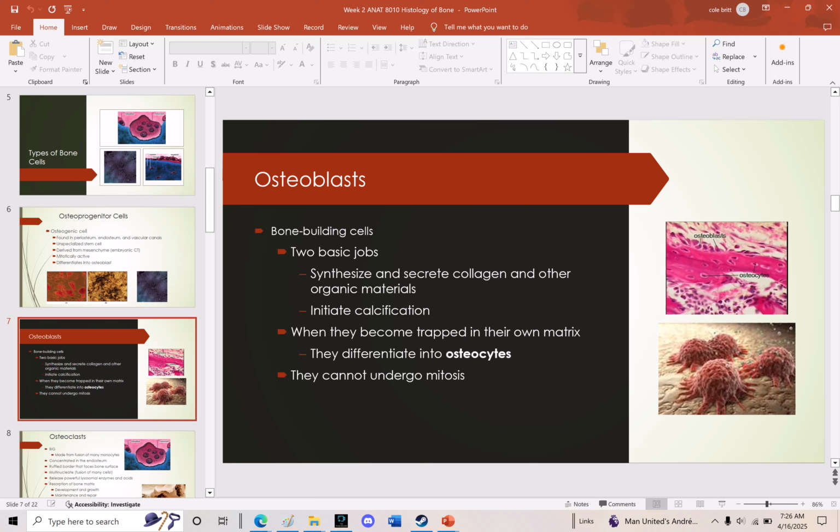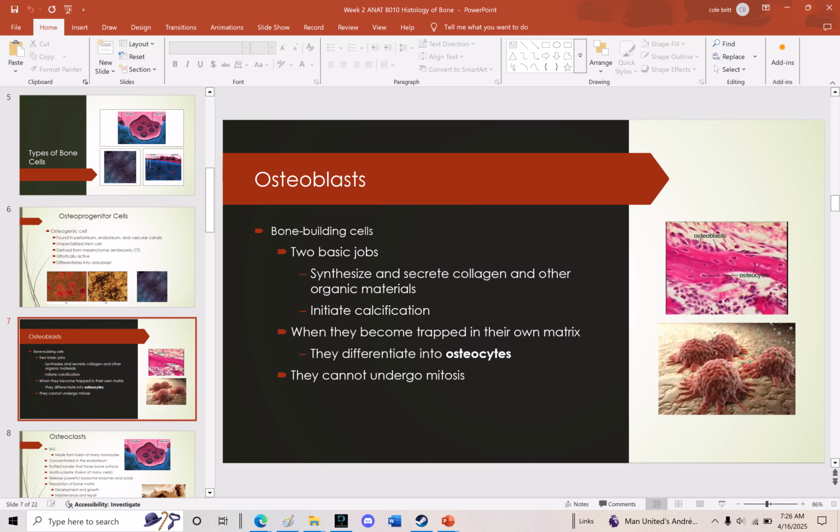So osteocytes originate from osteoblasts that are no longer mitotically active and essentially in their old age phase. Okay? So the osteoblasts build that bone, become trapped inside their own matrix, and then they differentiate into these osteocytes, which no longer undergo mitosis. Okay? So they're no longer mitotically active. Now that makes sense because in the middle of bone, you don't want new bone growing. You want it really growing on the outside and in that medullary cavity. That's where you see the osteoclastic activity and then the osteoblast kind of rebuilding it.